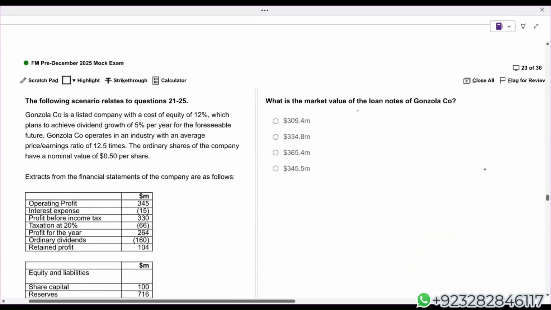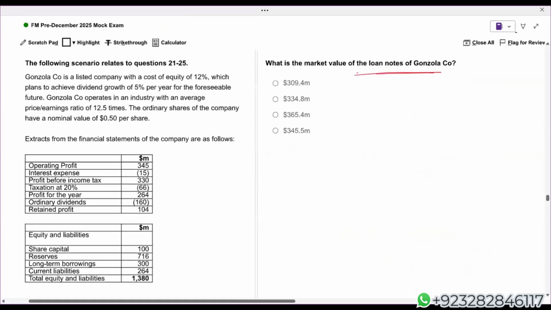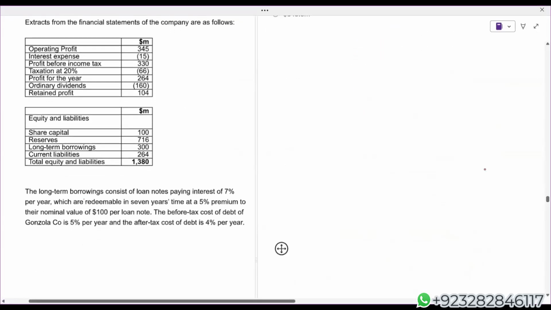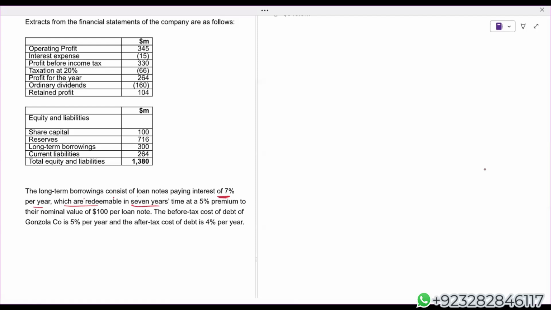What is the market value of loan notes to Gonzilla Company? Market value of loan note. Let's see. The long-term borrowing consists of loan notes paying interest 7% per year, which are redeemable in 7 years' time at 5% per annum to their nominal value 100 per loan note. The before tax cost of debt of Gonzilla is 5%. For calculating market value of debt, we need cost of debt before tax.